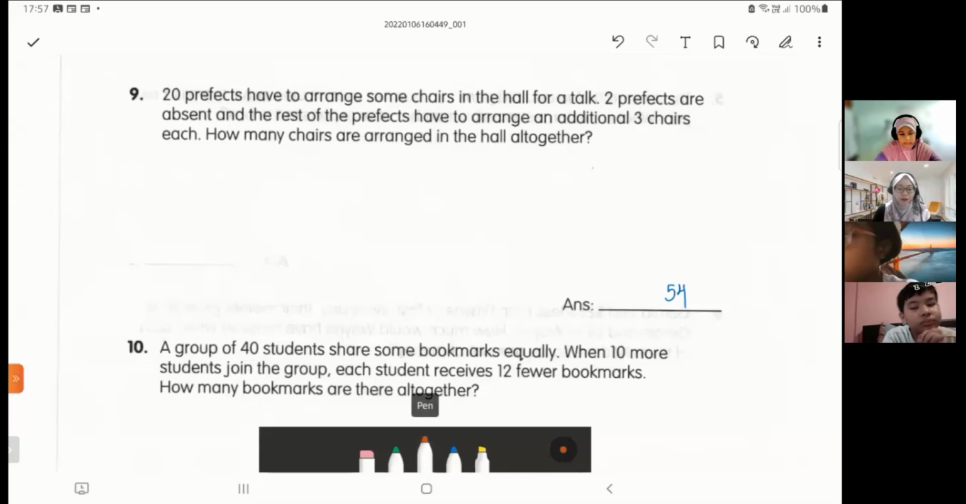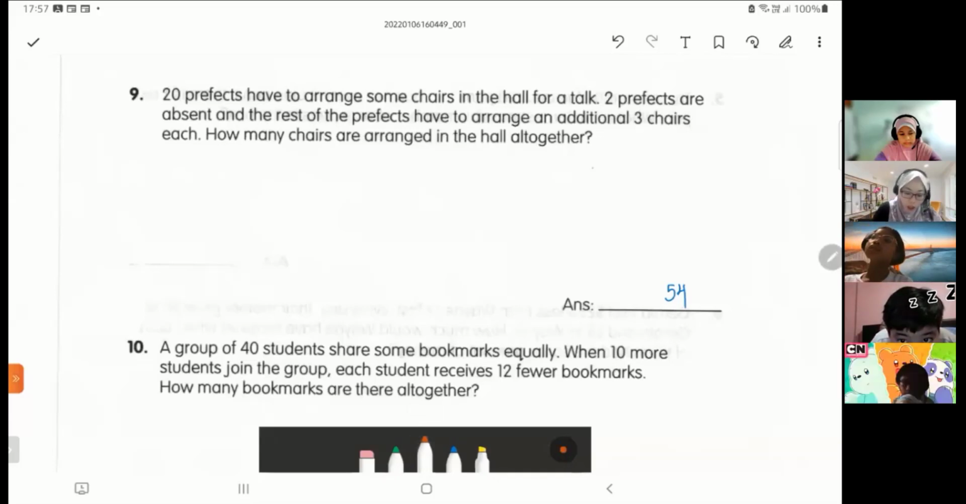Okay, 20 prefects have to arrange some chairs in the hall for a talk. How many prefects do we have? 20 of them. 2 prefects are absent. So out of the 20, 2 are absent. So how many are left? You must go and find. That is your first step. So this is how you decipher, this is how you look into sentences.